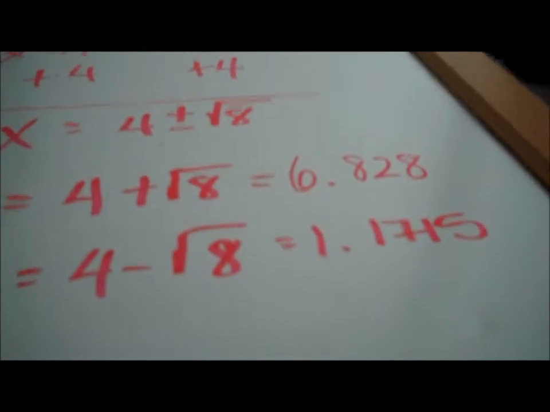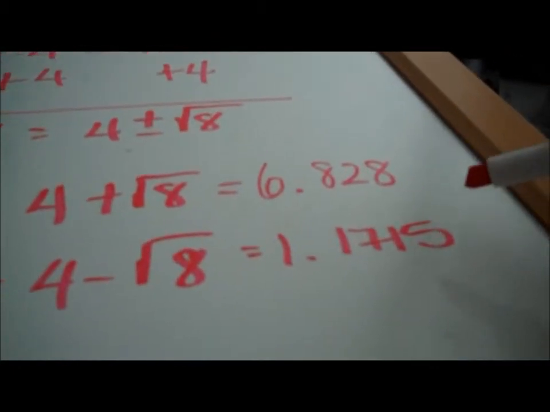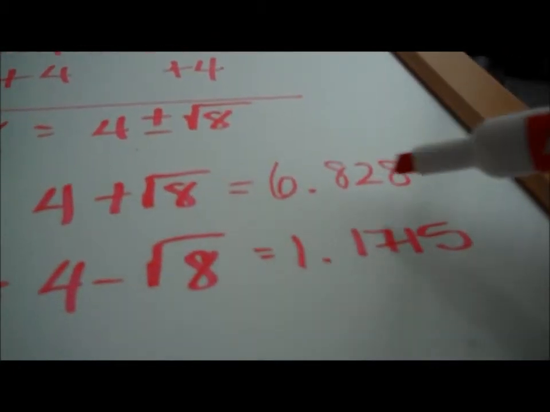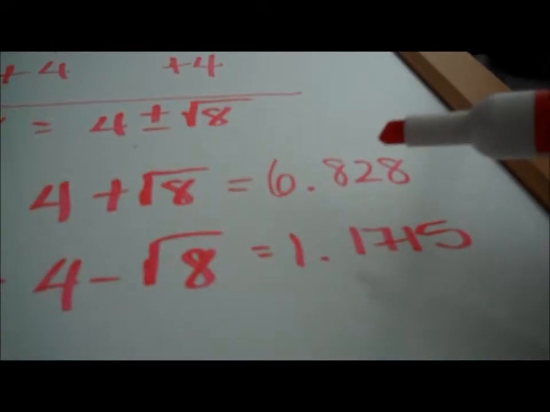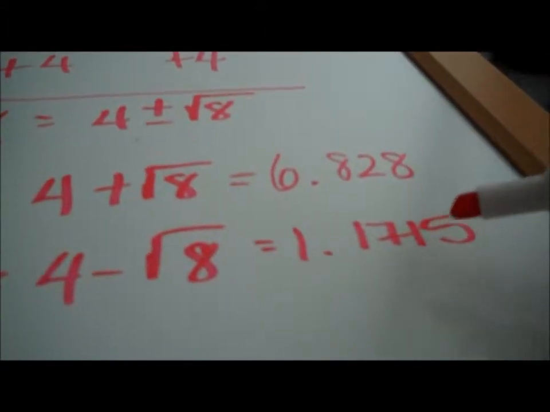When we stick those into our calculators, we get these two different values. Again, I would round these to at least 2 decimal places, so this would be 6.83 and this would be 1.17.